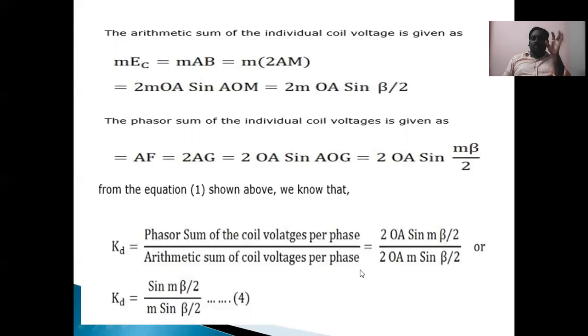The arithmetic sum of coil voltage is 2OA m sine beta by 2. 2OA gets cancelled. Finally, sine m beta by 2 divided by m into sine beta by 2. This is the distribution factor. Like this, we can calculate. So that's it.